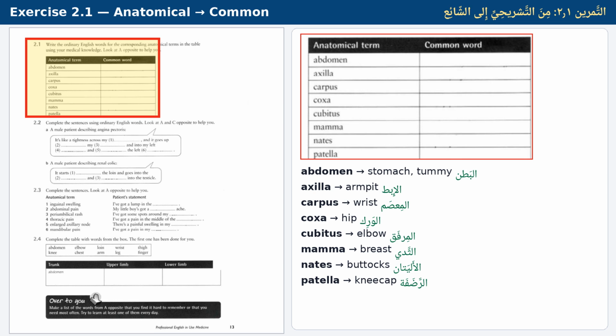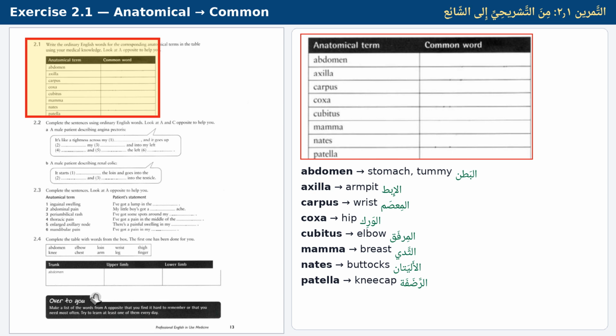First, abdomen, البطن. The ordinary words are stomach or tummy. Second, axilla, الإبط. The ordinary word is armpit. Third, carpus, المعصم. The ordinary word is wrist. Fourth, coxa, الورك. The ordinary word is hip. Fifth, cubitus, المرفق. The ordinary word is elbow.